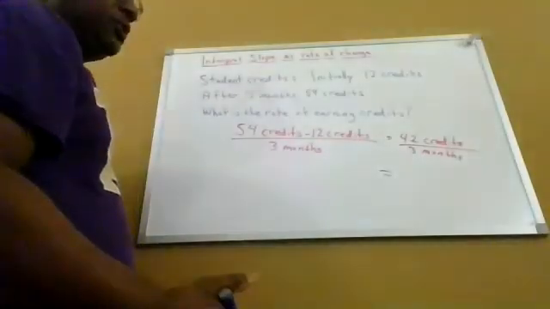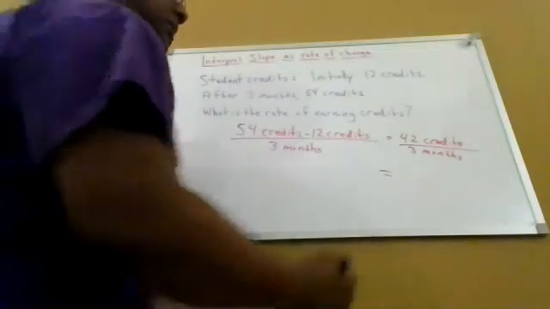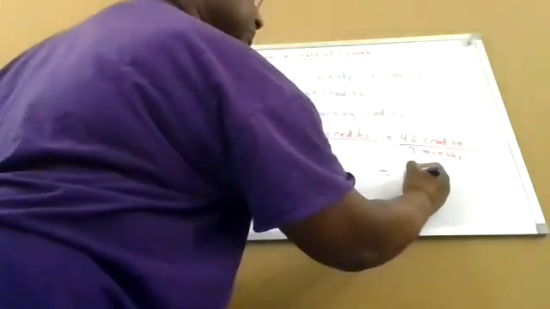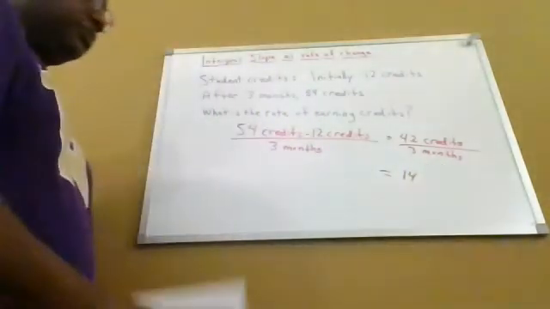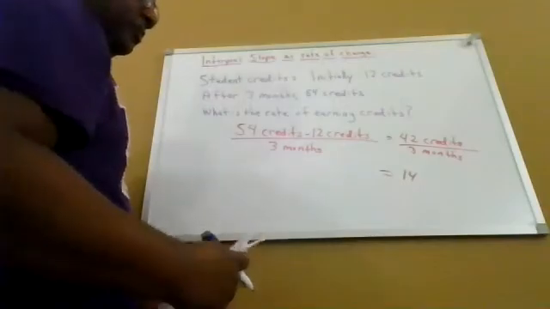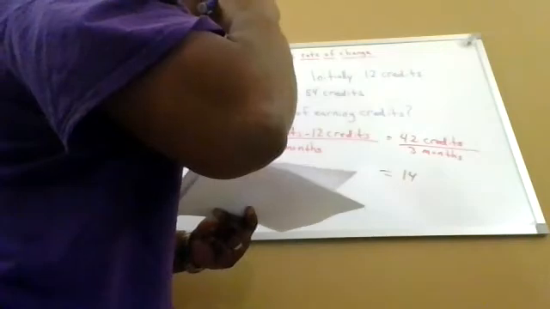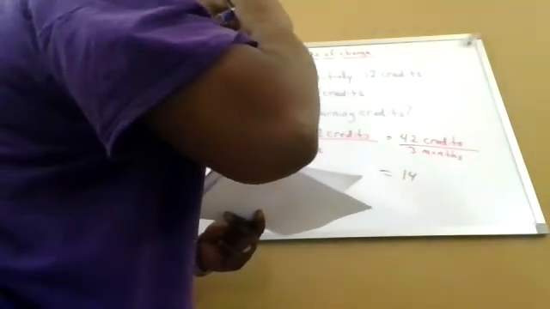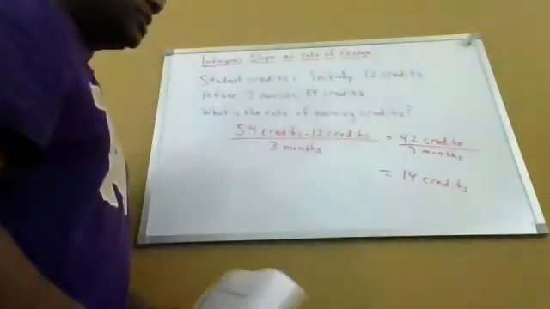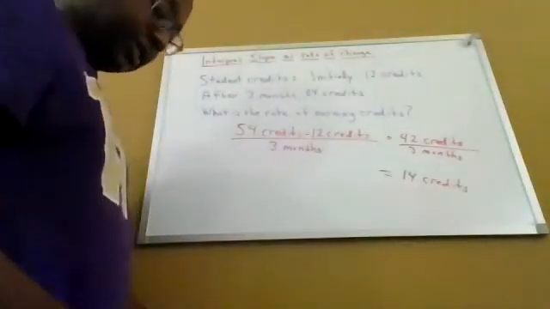And now 42 divided by 3 gives us 14 credits per month.